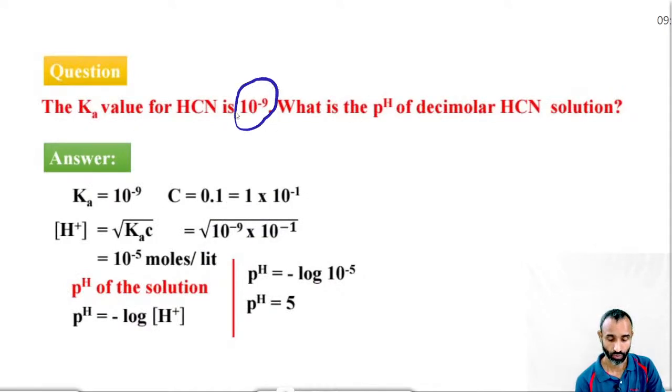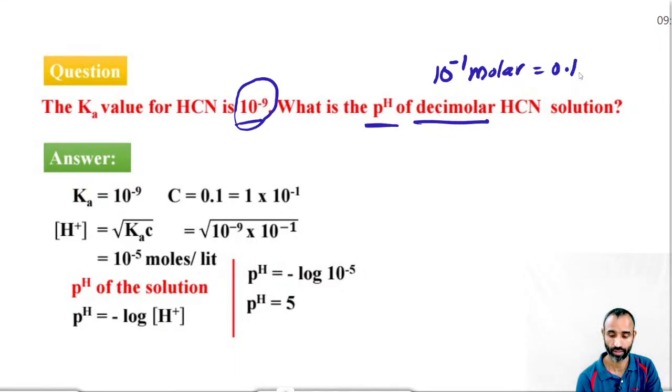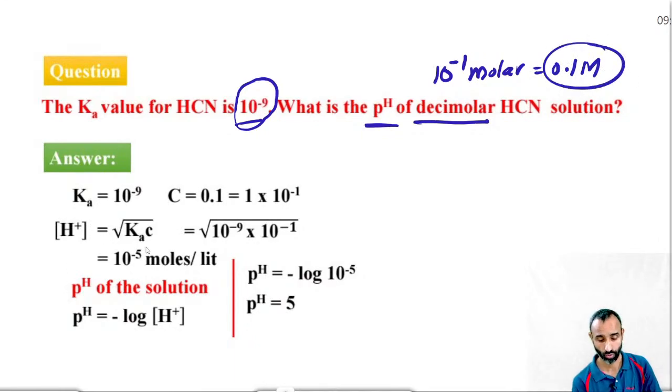Same type of question, Ka is given to you. To calculate pH of decimolar, decimolar means 10 raised to power minus 1 molar, that means 0.1 molar. So do you know H plus is under root Ka into C? So we calculate H plus, and pH is minus log of H plus. So we get pH as 5.